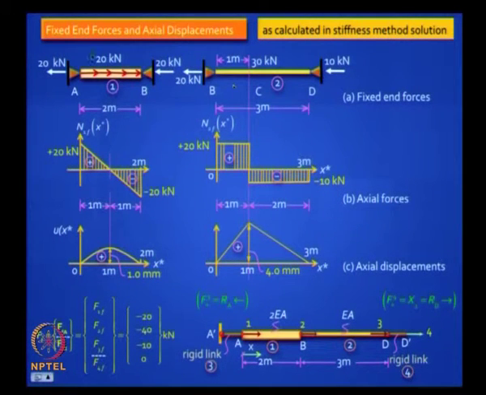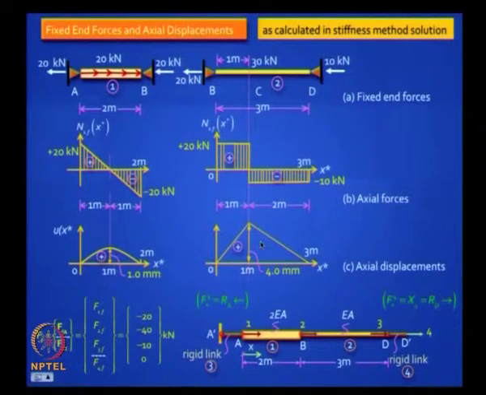From this figure, the top figure alone, pick up F1, pick up F2, pick up F3, F4 is outside. Any doubts on this? This has to be manually picked up. In addition, you must keep in store all these axial force distributions and the axial displacement distribution. Any doubts on this? We have done the analysis earlier, we are just picking up manually F1, F2, F3. Any doubts? Shall I explain once more or is it clear? Clear, good.